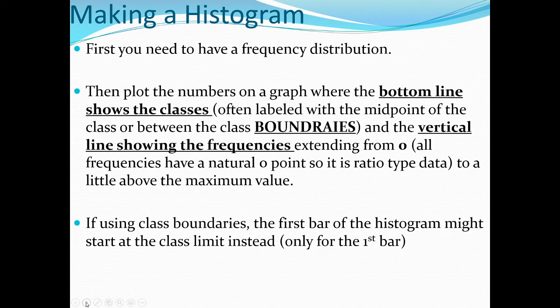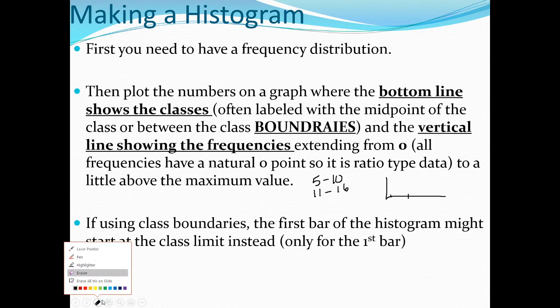markings. So what that means is, let's say your first class, let me do it in black here just to make it show a little better, was 5 to 10, and your next class was 11 to 16. That means on a histogram, you wouldn't put 5 to 10. What you would do is put the class boundaries, which would be 4.5 to 10.5. Why 10.5? Well, because if this ends at 10 and this starts at 11, the invisible boundary here is 10.5.